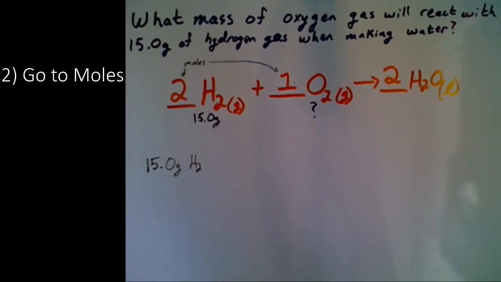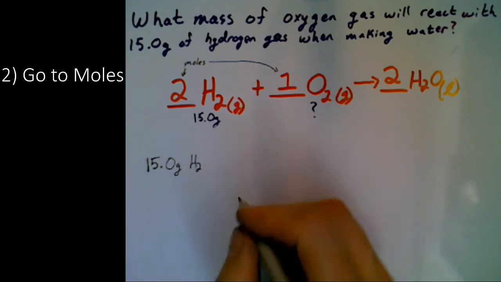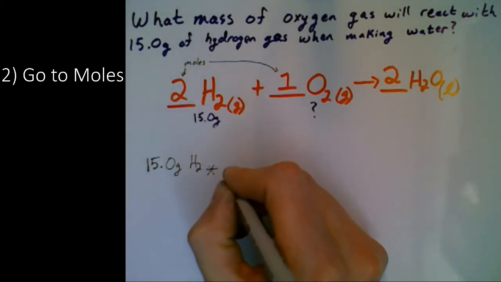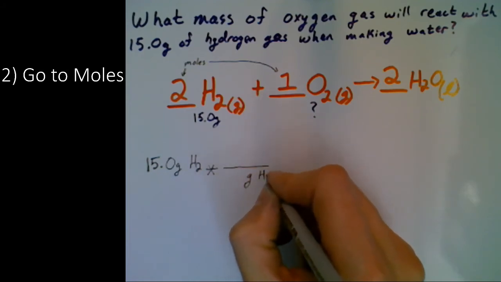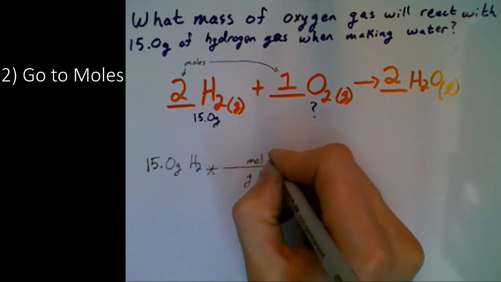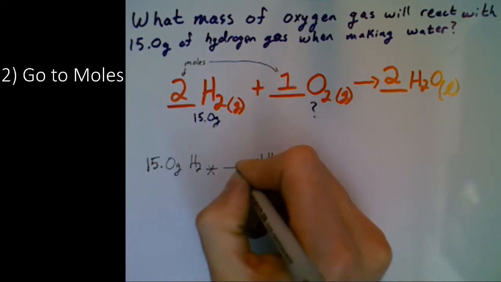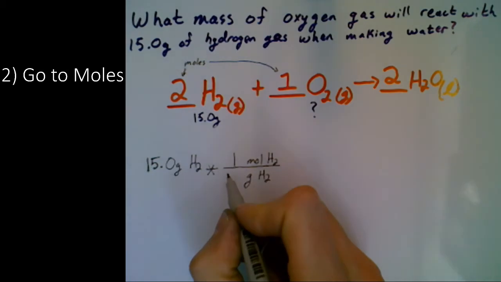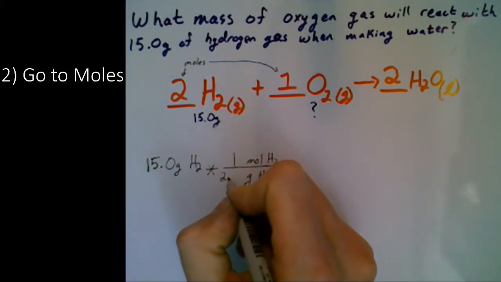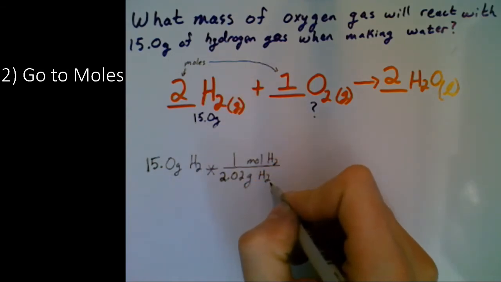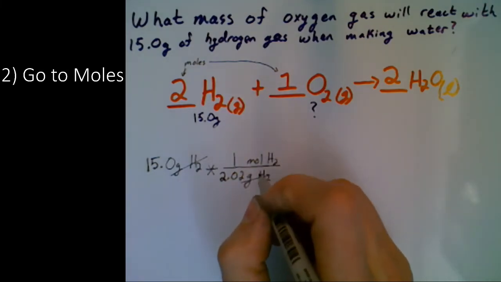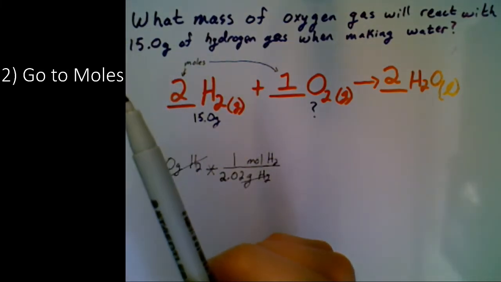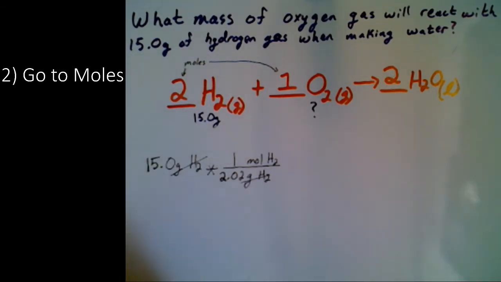And so we're going to change 15.0 grams of H2 into moles of H2. So grams of H2 is going to go on the bottom, moles of H2 is going to go on the top, and there is 1 mole for every 2.02 grams of H2. So what's that going to do? Well, that's going to cancel out grams and convert into moles. So step number 2, go to moles, done.